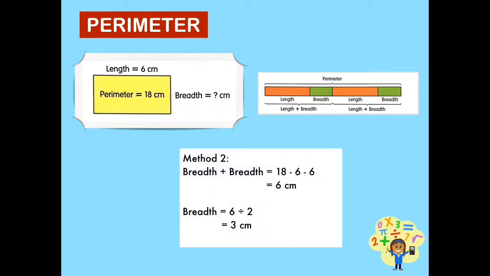Let's try method 2. Again, we know that the perimeter is 18 centimeters. We also know that the length in the given problem is 6 centimeters. To find the breadth, we subtract 18 minus 6 minus 6, which is 6 centimeters. 6 centimeters is the total of the two breadths in the given rectangle. To find one side of the breadth, we divide 6 by 2, which is 3 centimeters.